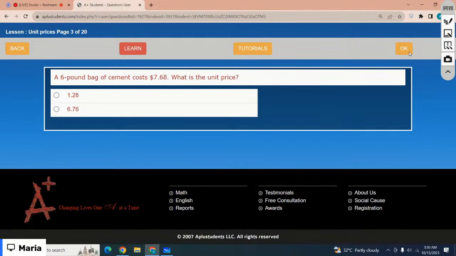A 6-pound bag of cement costs $7.68. What is the unit price? Which is the correct option? See, whenever we're working on division, no one is answering. You guys need to be perfect with division also. That is part of your curriculum. So 7.68 divided by 6 is 1.28. The correct option is 1.28. Very good.